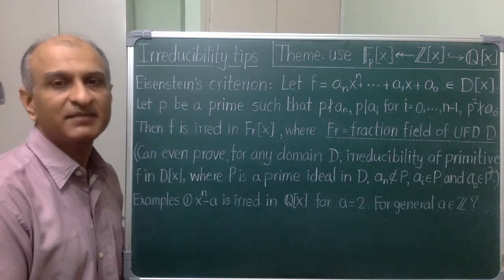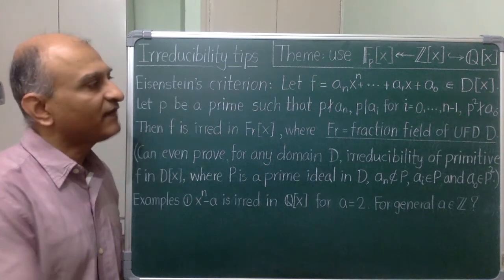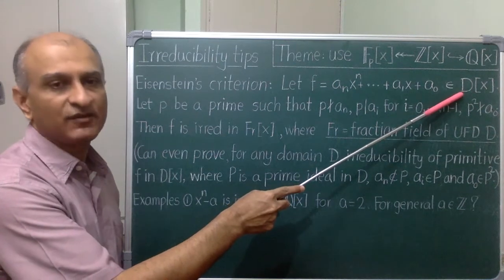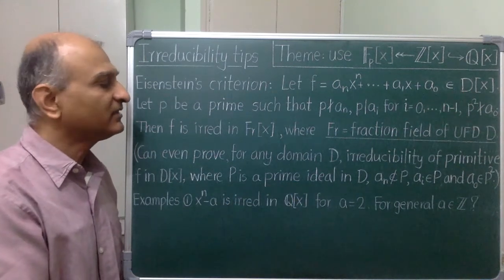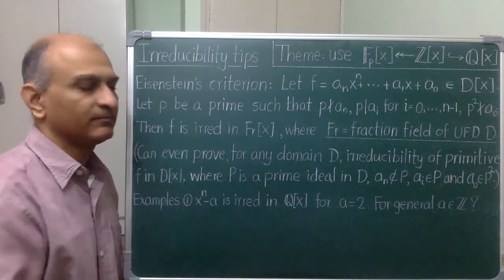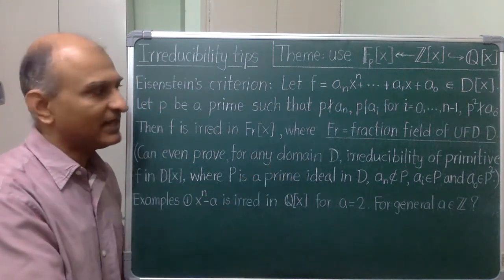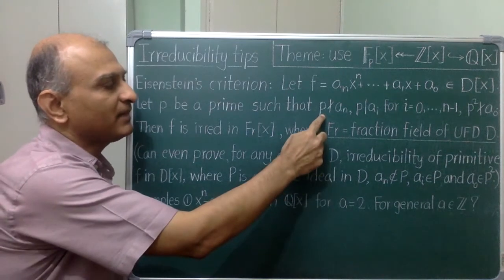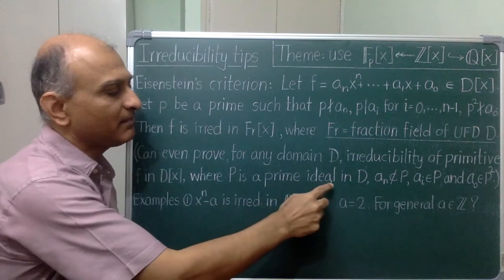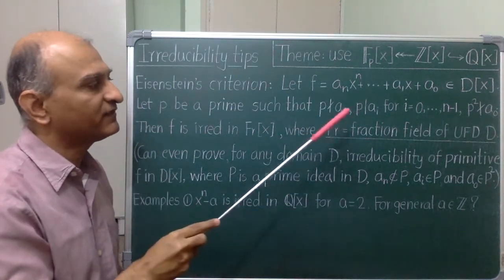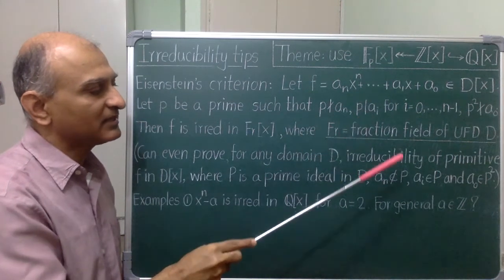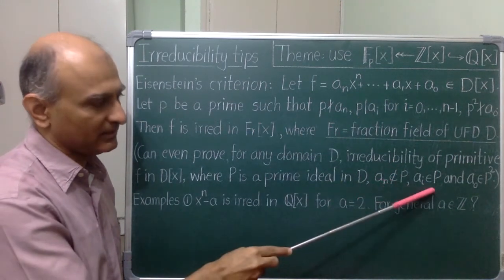The exact same criterion is valid if I work over a UFD instead of Z, and then I get irreducibility over the fraction field. In fact, I can work over any domain. In that case, instead of a prime element, I take a prime ideal, and instead of divisibility by p, I consider containment in the prime ideal.